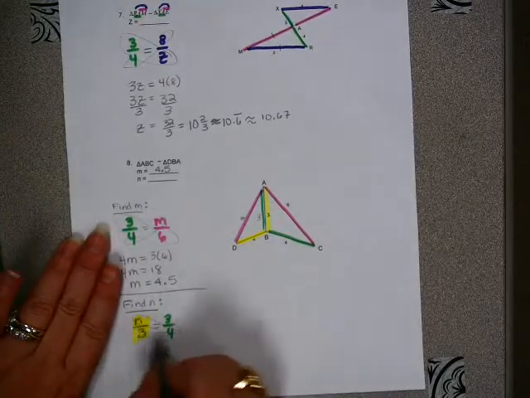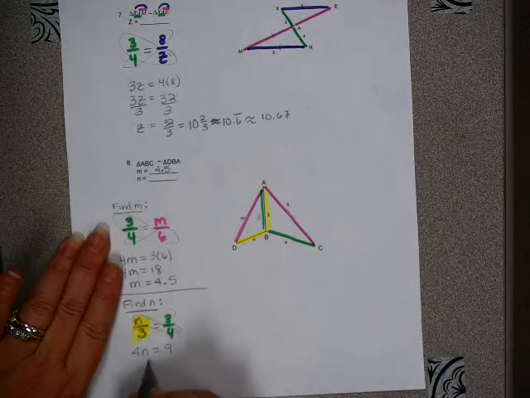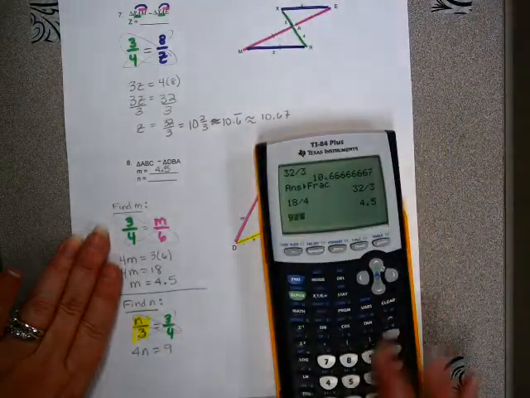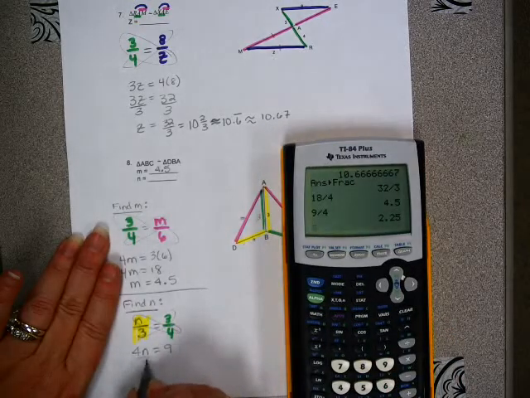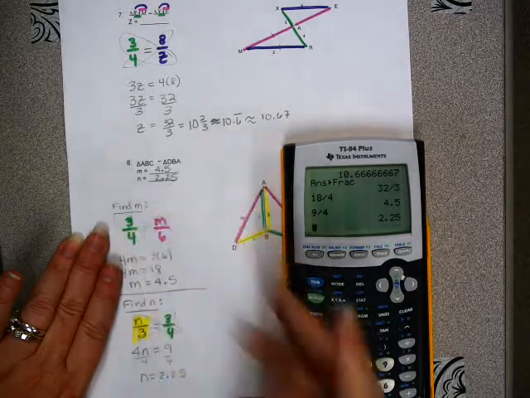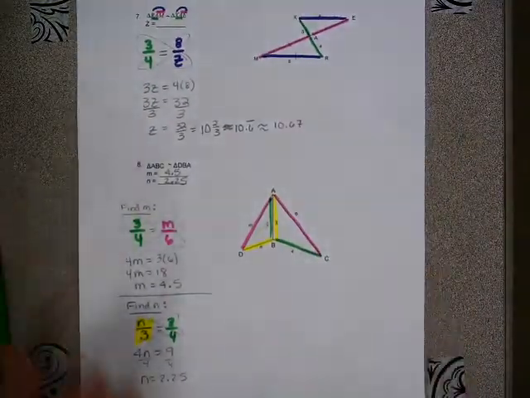Cross multiplying, I get 4N equaling 3 times 3, which is 9. Divide by 4, divide by 4. So 9 divided by 4 is 2.25. So N equals 2.25. Okay, so that's how you do that.